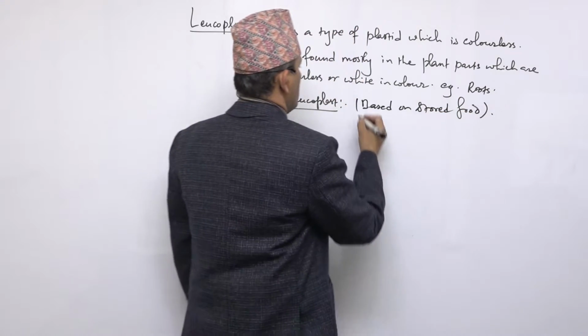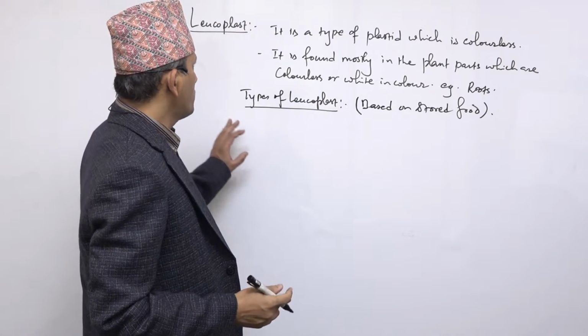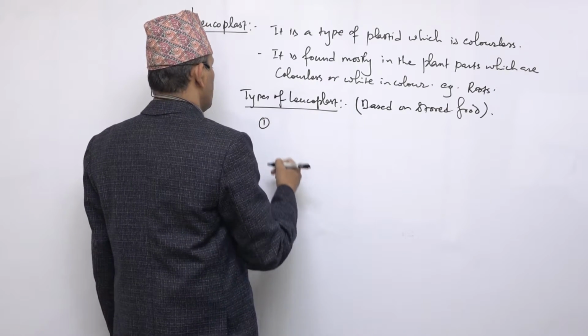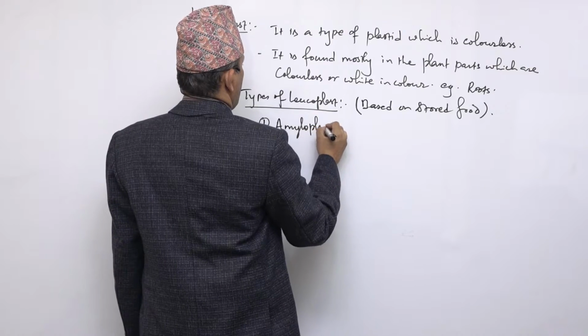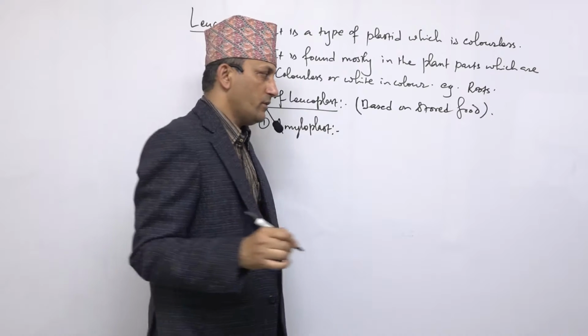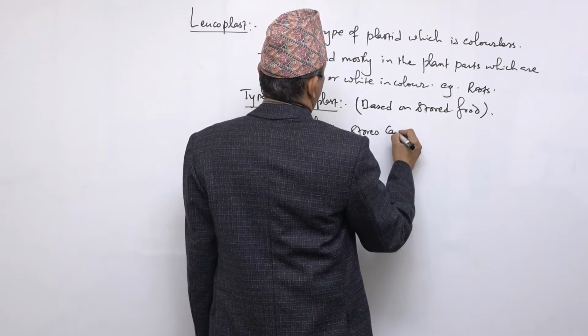What type of food is stored inside this leucoplast? Based on the type of food stored inside it, leucoplasts are of three types. Amyloplast is a type of leucoplast where food is stored in the form of carbohydrate. Stores carbohydrate.